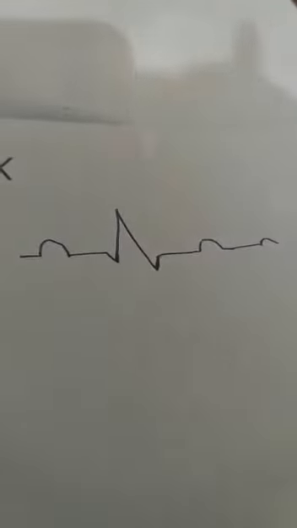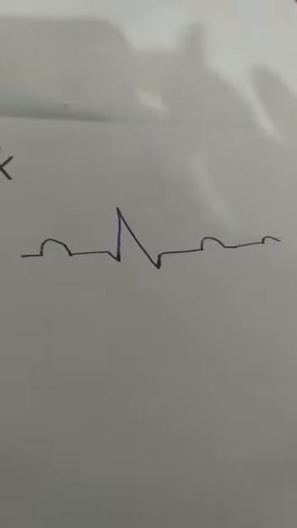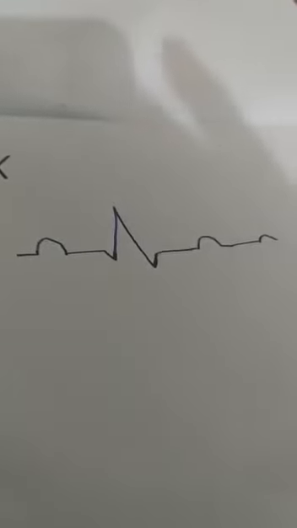On ECG, we have different waves. I can show you by diagram. P wave, Q, R, S, T, and occasionally we have a U wave. This is basically one cardiac cycle of the electrical activity of the heart.